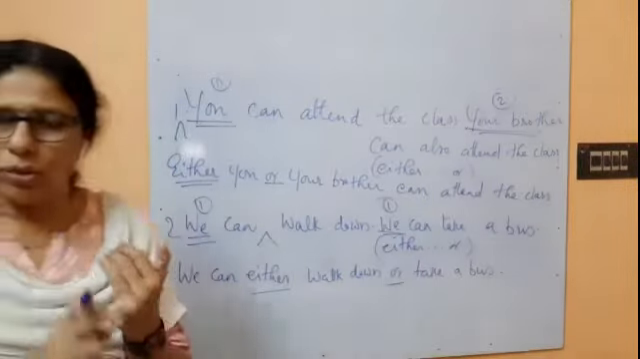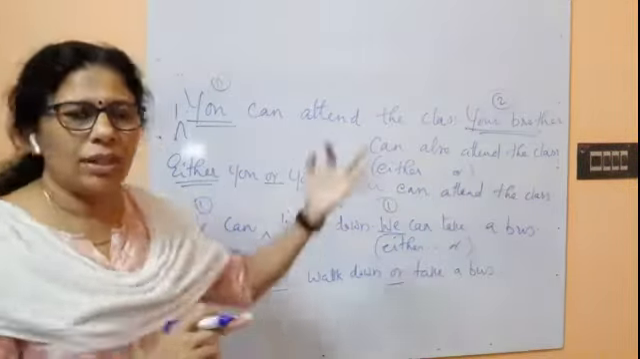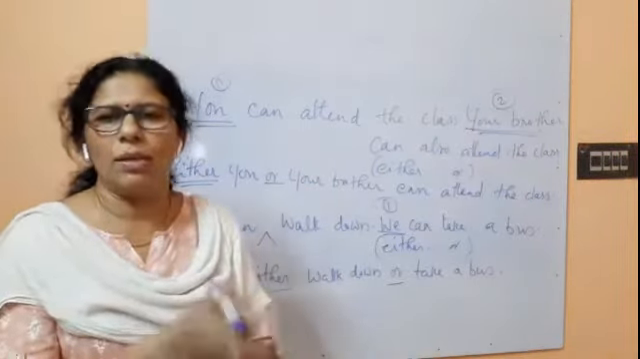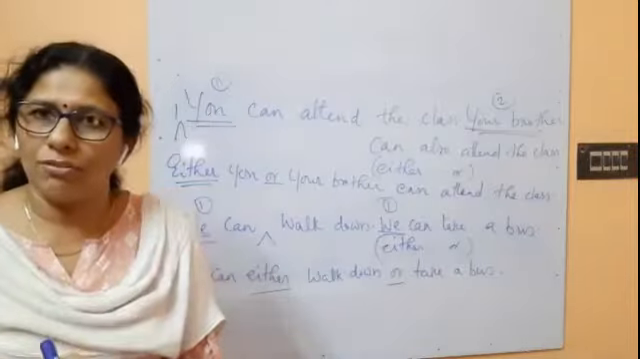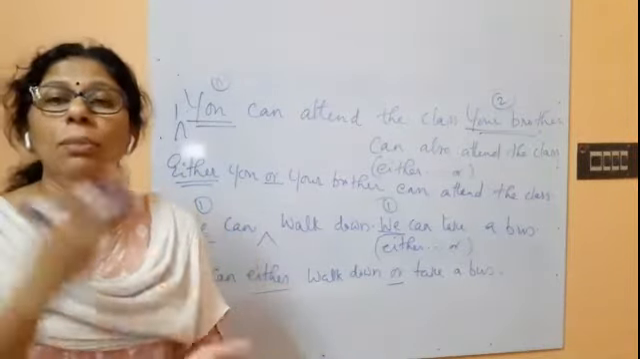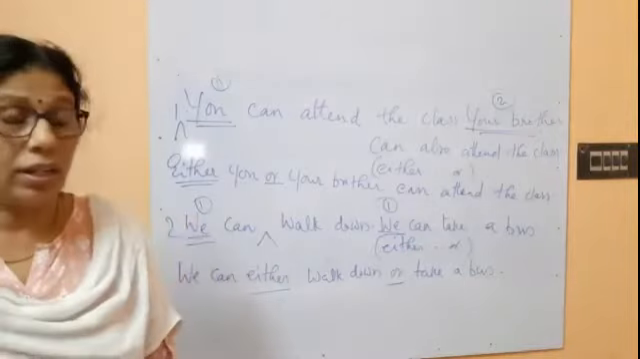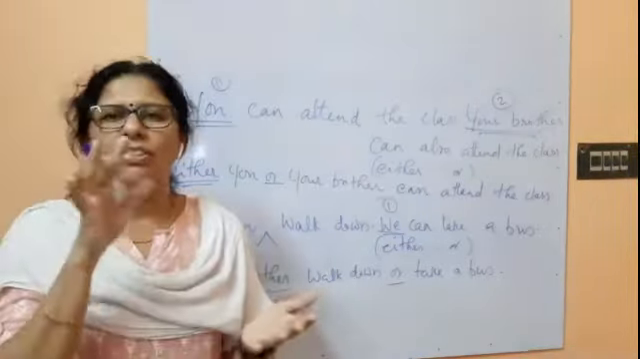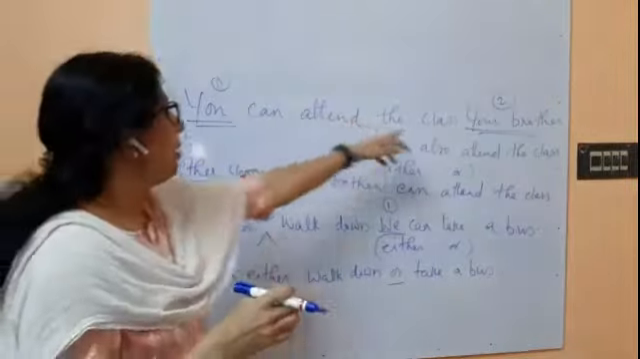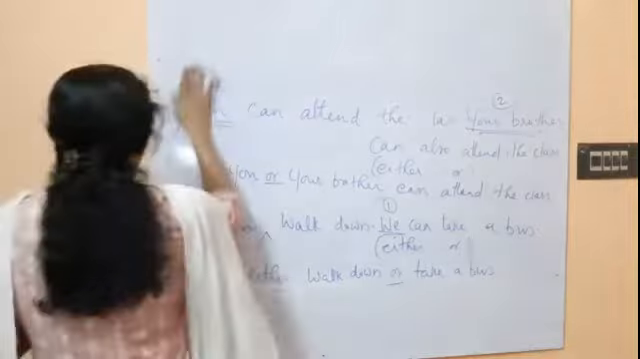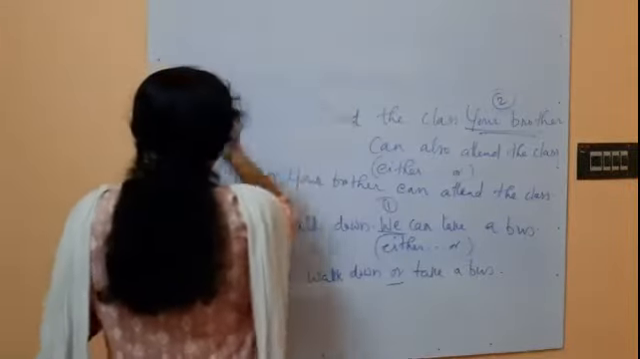So not only but also, either or, we have seen two examples each. If both the subjects are same, we have to insert it after the verb, and if both the subjects are different, we have to begin with the conjunction. So that is the case of either or and not only but also.